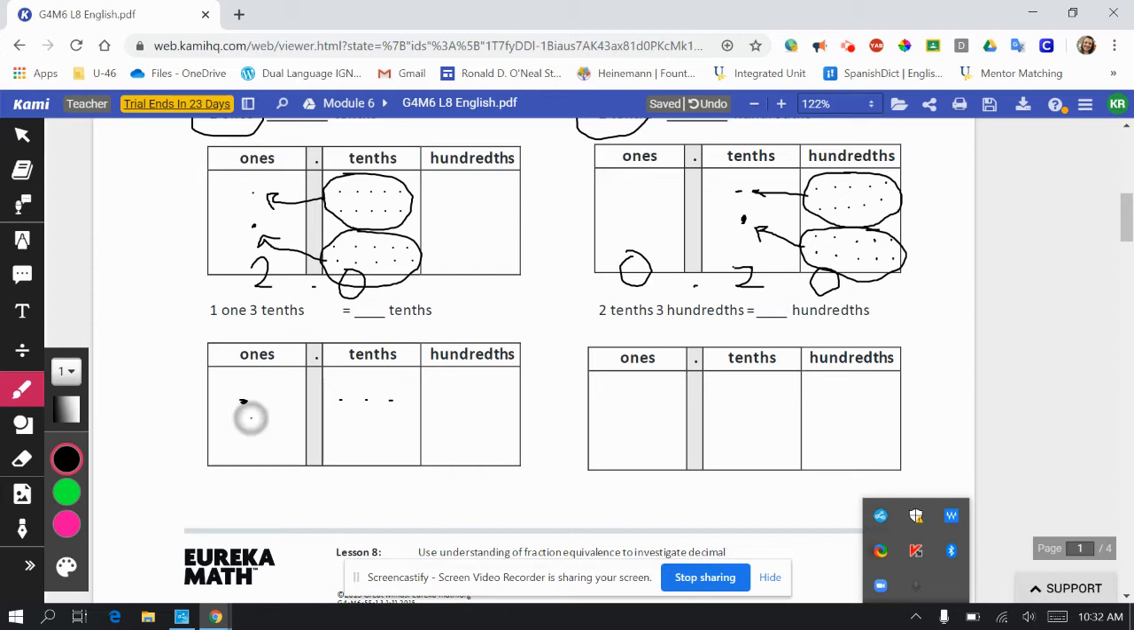Now, I might need to unbundle and say 1, 2, 3, 4, 5, 1, 2, 3, 4, 5. This is asking for how many tenths this would be. If I unbundle the 1, it becomes 10 tenths. Plus 3/10, I have 13 tenths. Sorry, that looks like a 7. It should just look like a wall. 13 tenths. Next one, 2 tenths and 3 hundredths.